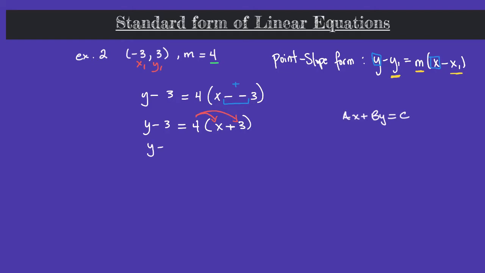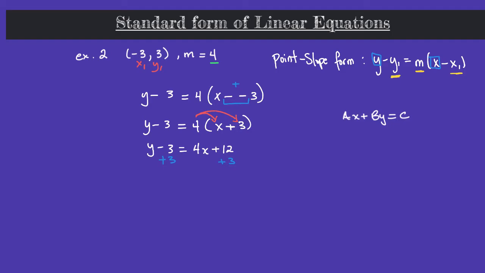So we have y minus 3 is equal to 4 times x is 4x, and then 4 times 3 is 12. Now that that's the case, we're going to go ahead and isolate our variable terms on one side and our constant terms on the other. I'm going to go ahead and remove my negative 3 first by adding 3 to both sides.